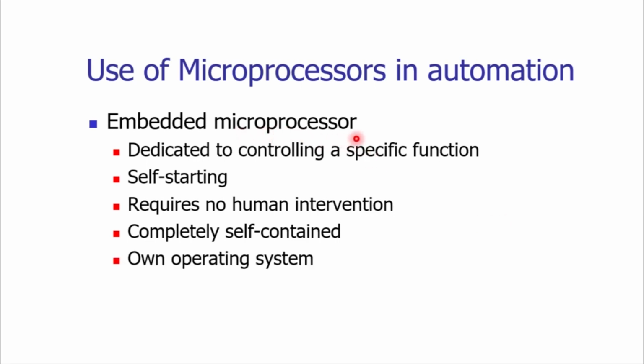The microprocessors which are used in automation, which are embedded in the products or systems, have their own operating system. So we can say an embedded microprocessor will be dedicated to a specific function. It is self-starting. It doesn't require any human intervention. These are completely self-contained. Everything is there inside the system, and they do have their own operating system.